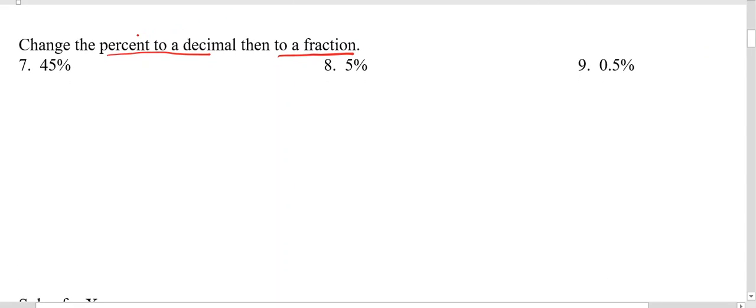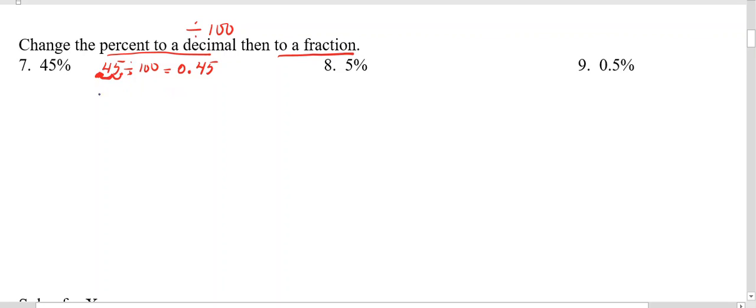This time, to change from a percent to a decimal, we divide by 100. Remember, when I'm going from a decimal to a percent, I multiply. When I'm going from a percent to a decimal, I divide. And if I'm dividing by 100, I drop the percent sign. So 45 divided by 100, I'm just moving my decimal 2 places to the left. The decimal is always at the end of the number. Remember, if you don't have a whole number, you put a 0 in front of it. So I get 0.45. That's my decimal.